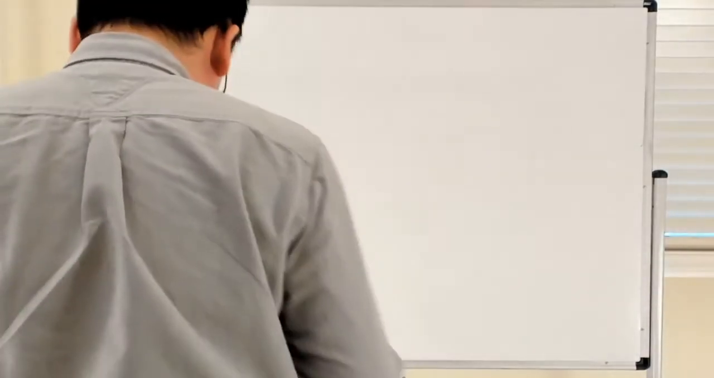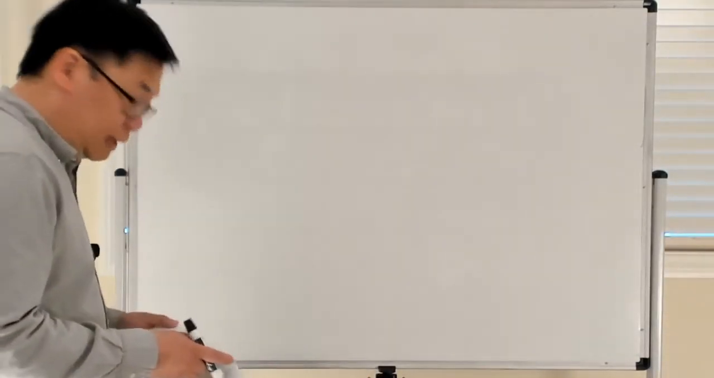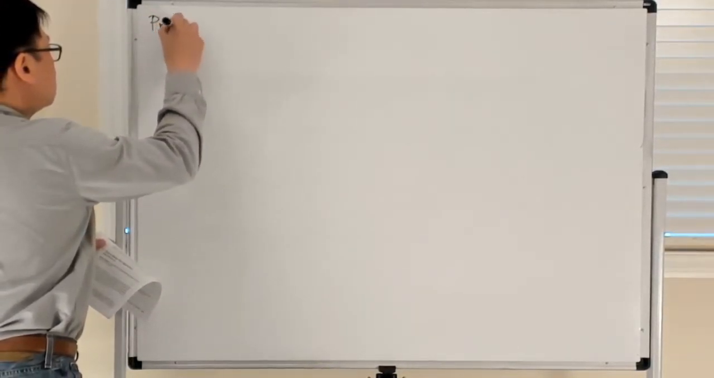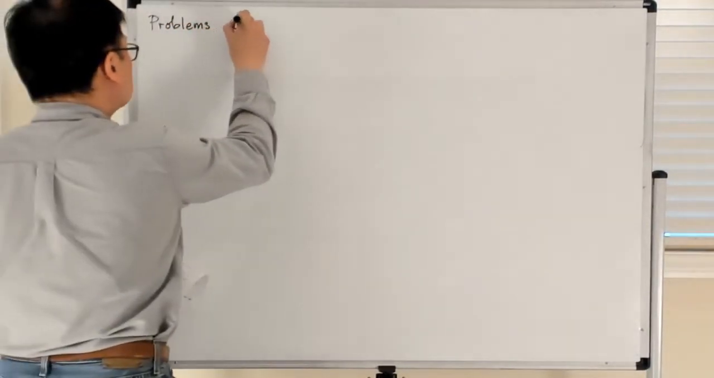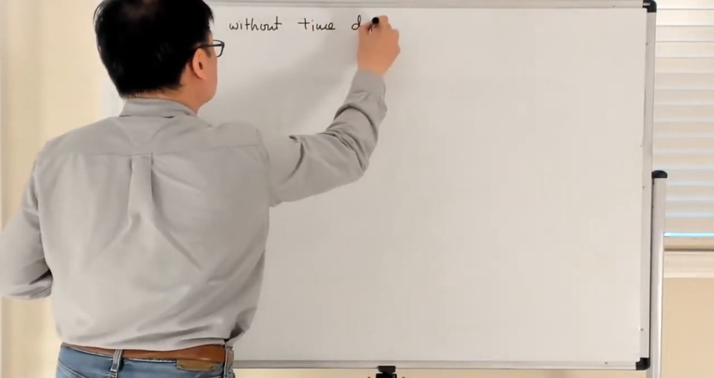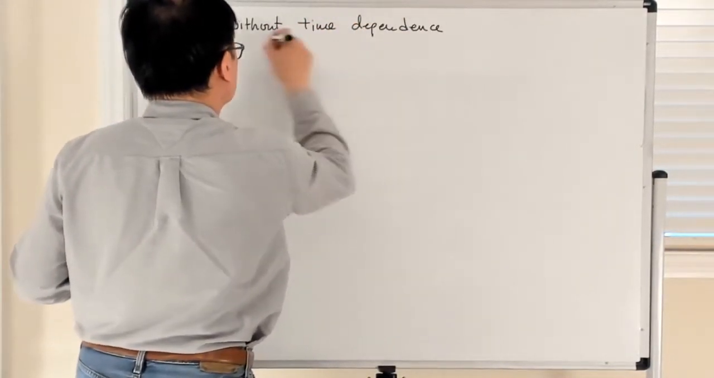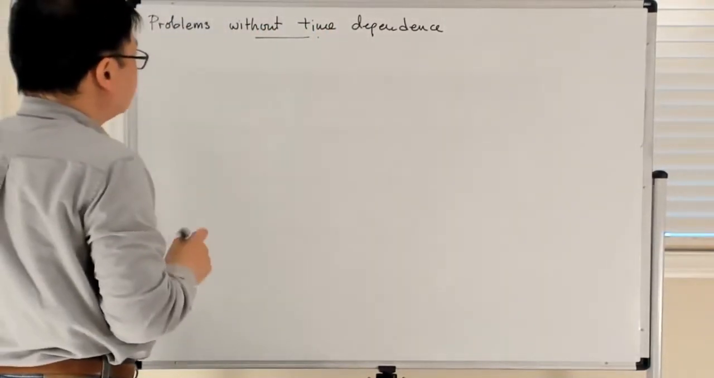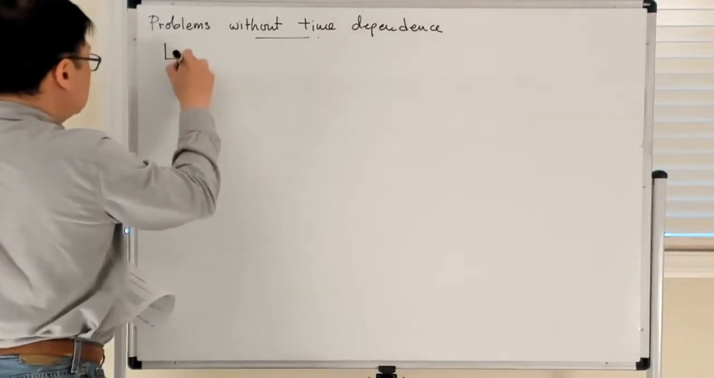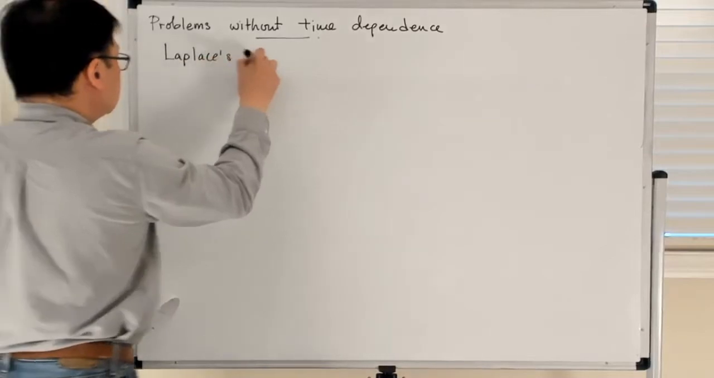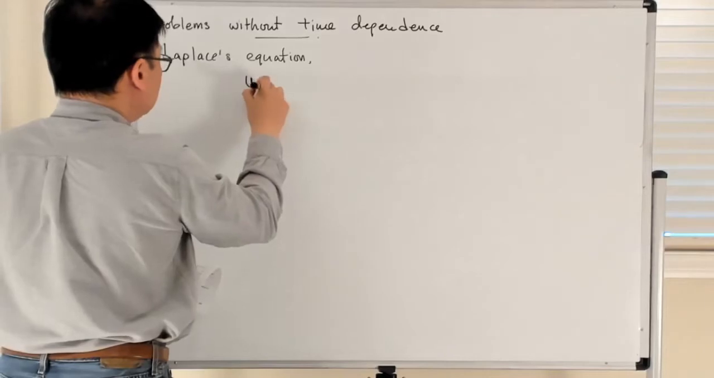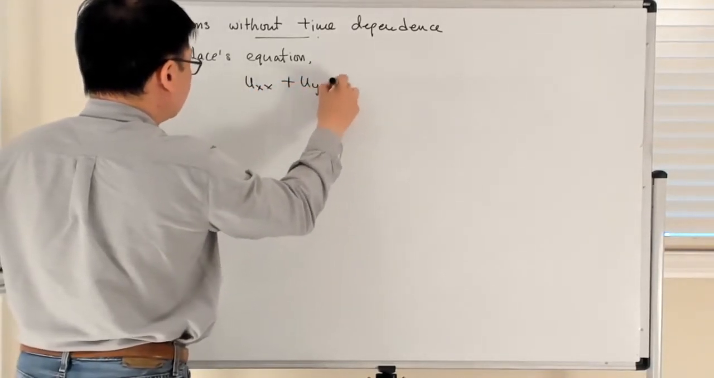All right, so now we're going to talk about PDEs without time dependence, so in particular elliptic PDEs. Okay, so the prototypical example we're going to look at is what is known as Laplace's equation. It looks like u_xx plus u_yy equals 0.